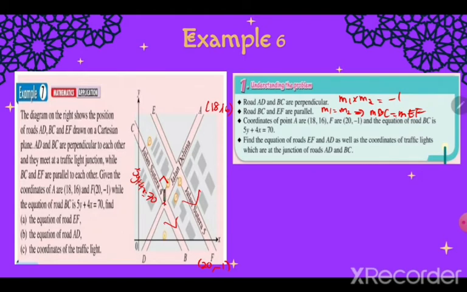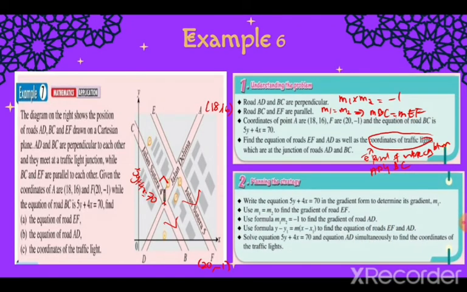So the coordinate of the traffic lights here is actually the point of intersection between line AD and BC. Okay, so that's the thing. Okay, next step, what are we going to do?